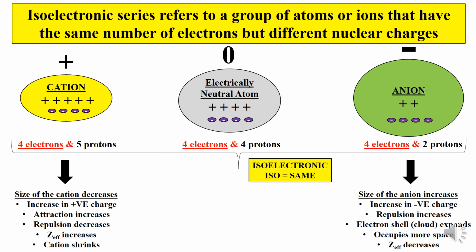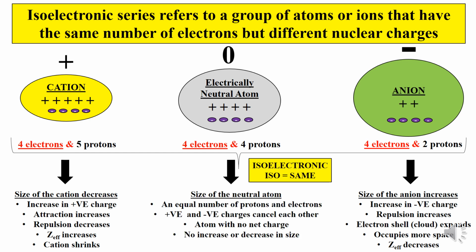What about the electrically neutral atom? Now the size of the neutral atom: there is neither an increase nor a decrease in its size. In the case of a neutral atom, as we all know, there is an equal number of protons and electrons. The positive and negative charges cancel each other, leaving the atom with no net charge.